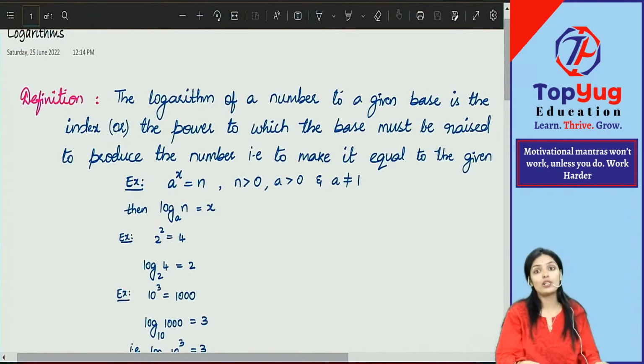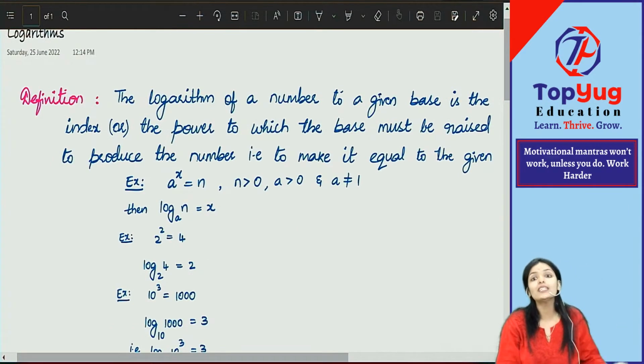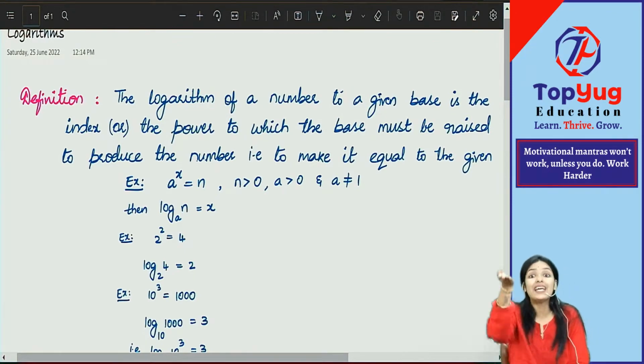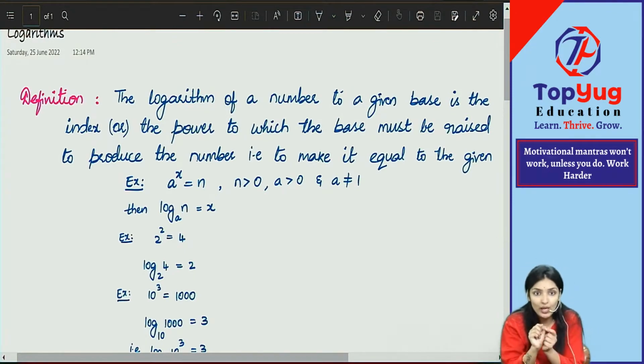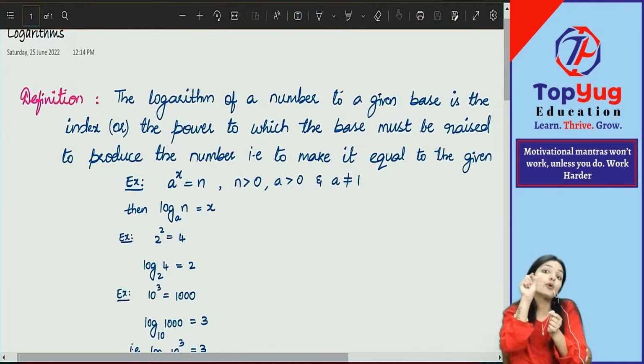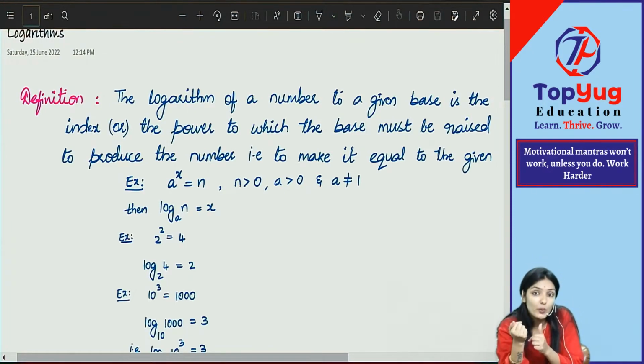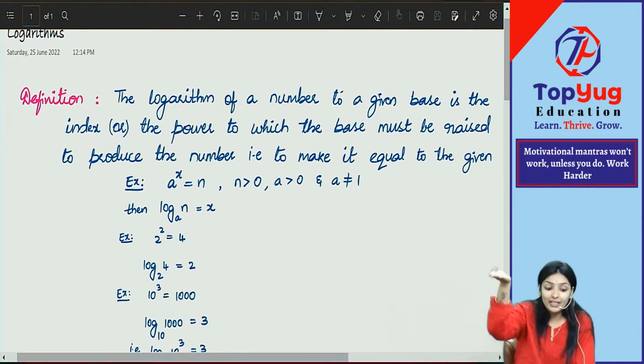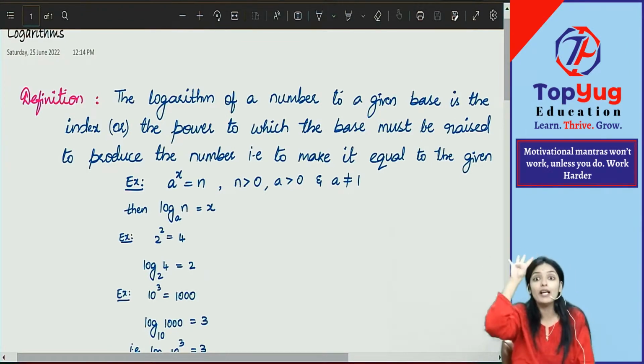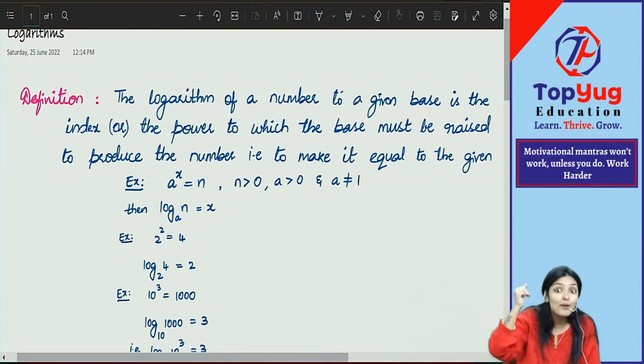Now again I am getting to the definition. The logarithm of a number to a given base is the power or index to which the base must be raised. मतलब base 2 है, right? उसको if you put 2 power, then only it will be equal to 4, which the base must be raised to produce the number 4. अब आया समझ में क्या है logarithm?